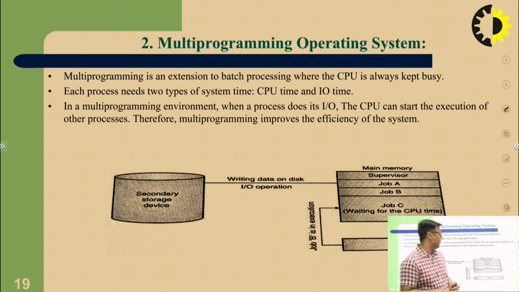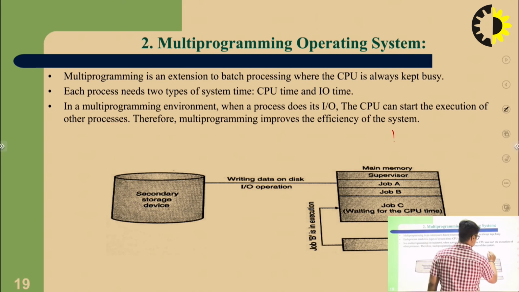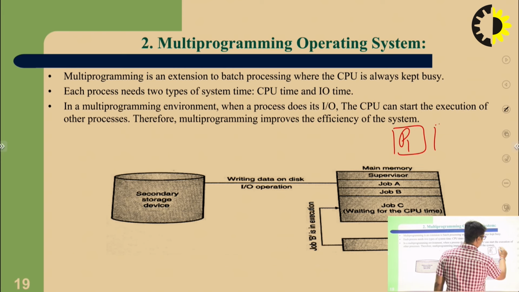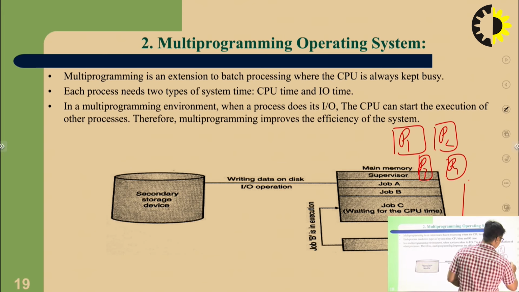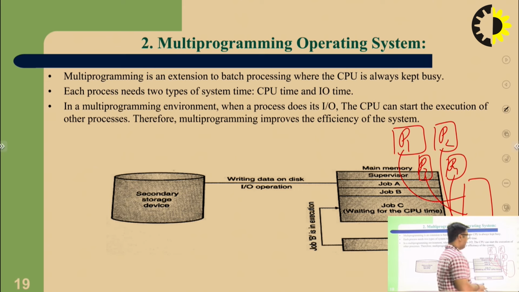Next is multi-programming operating system. In multi-programming operating systems, the number of programs is maximum. Suppose P1, P2, P3 are the processes, ready to move onto the processor. In a multi-programming system, every process executes one by one. If a process needs any input output, it moves to the idle state.